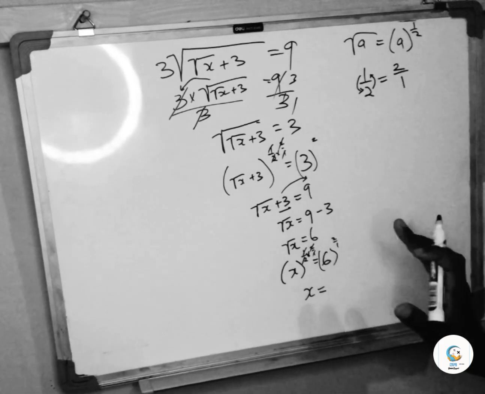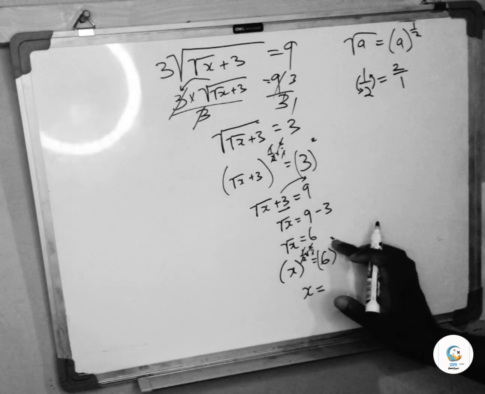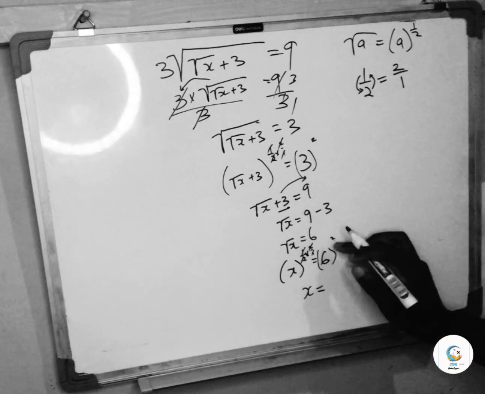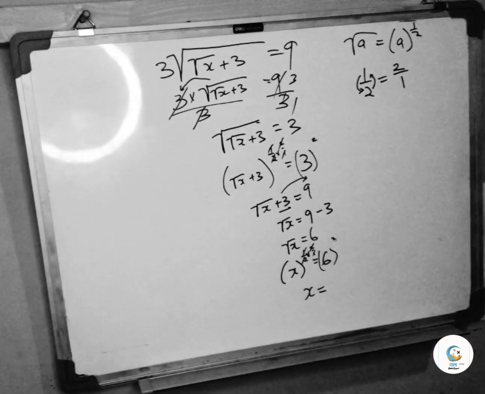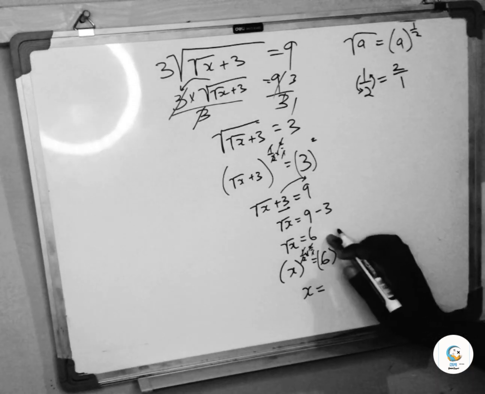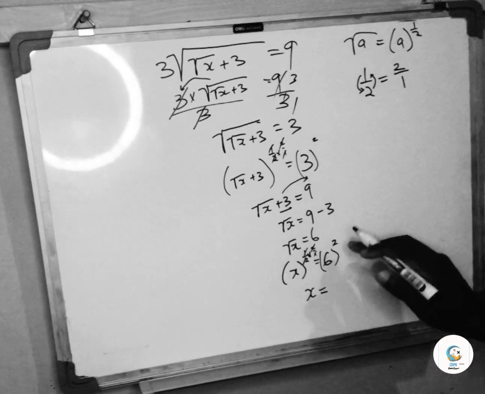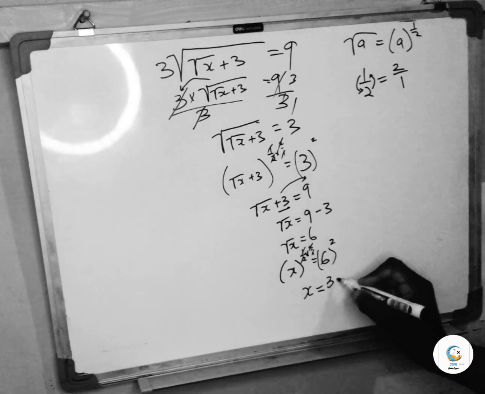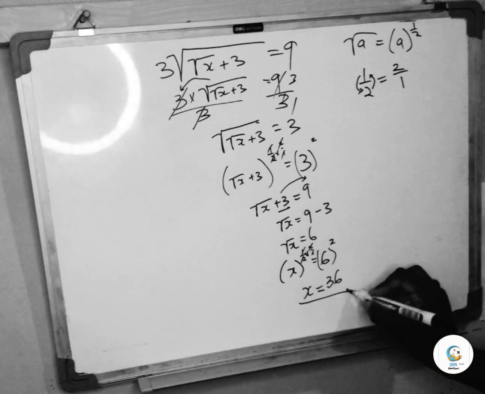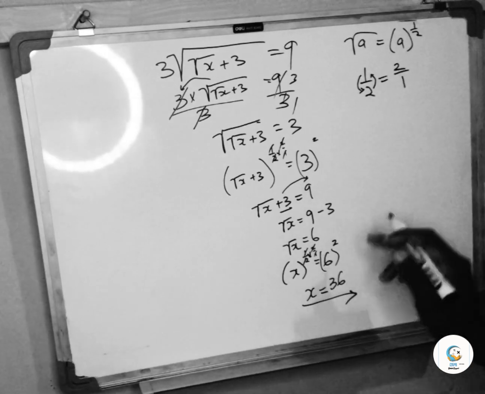I said that any number divided by 1 is that number. So it means here it's like 6 squared. And then what is 6 squared? It is 36. So it means that x is equal to 36.